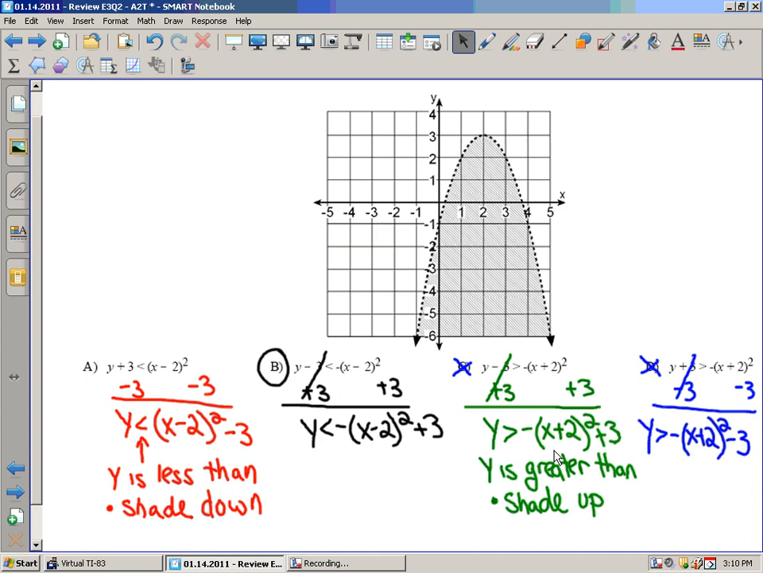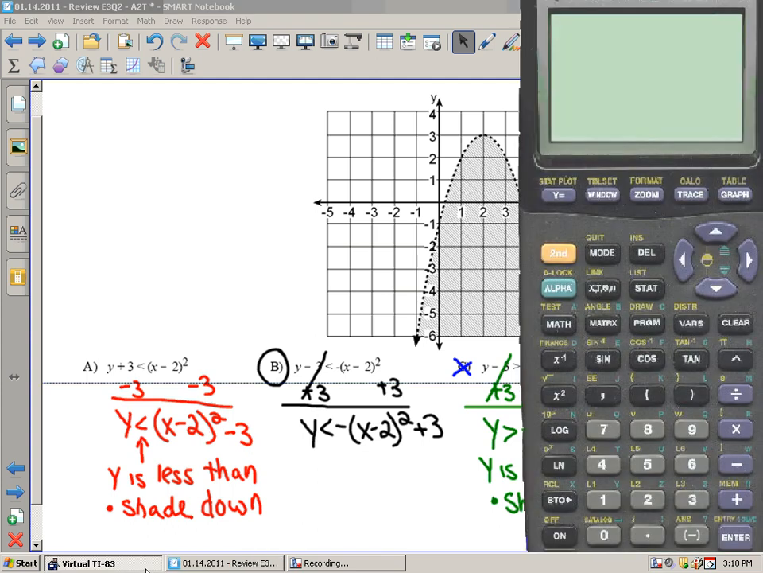Now let's use our calculator to try and figure out which one matches. Well, you can automatically eliminate 2 choices, this one and this one, because they both involve shading up, and our graph has the shaded territory downwards. So it must be a choice of whether it's A or B. Grab your calculator, let's see which one matches, right? All you have to do is enter it in, turn your calculators on.